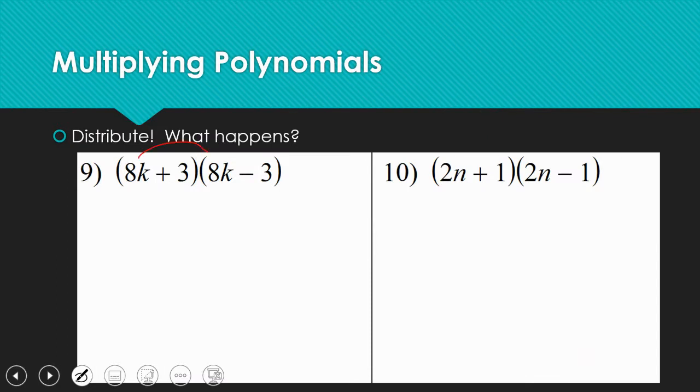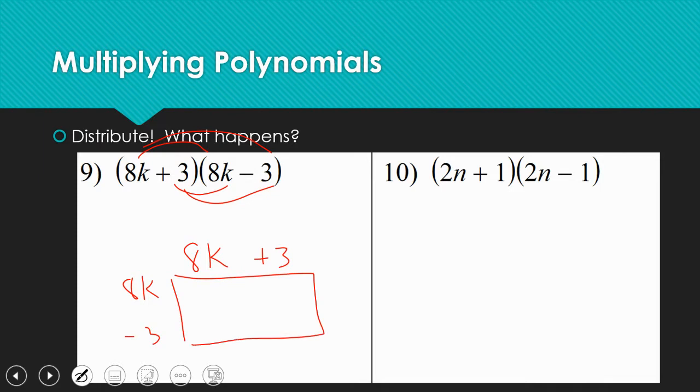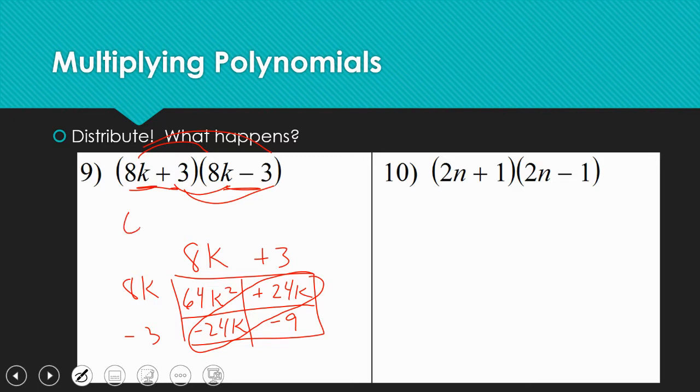Okay, same thing. Double distribute if you want. Make a box if you want. Make this box here. Again, if there's 2 terms here and 2 terms here, it's a 2 by 2 box. I'm just distributing all these. And then I'm looking at my diagonal. And those combine to give me nothing. 24 minus 24. So my final answer is 64k squared minus 9.